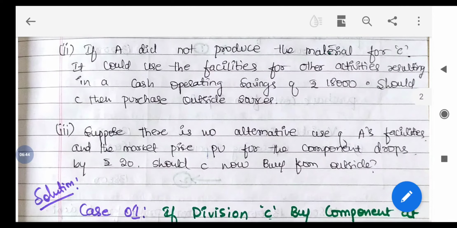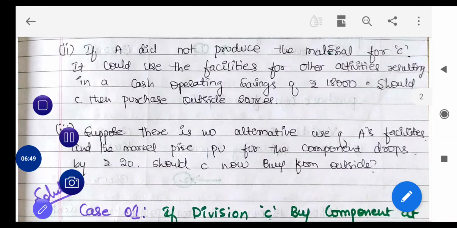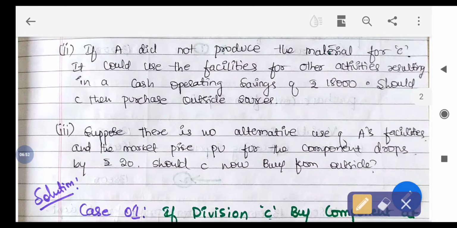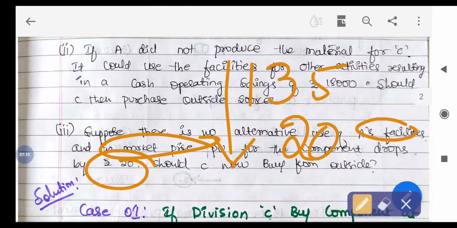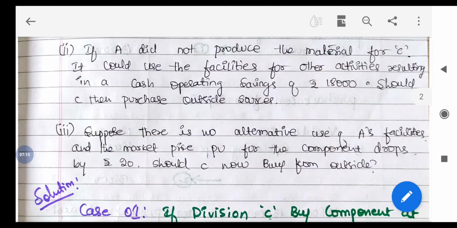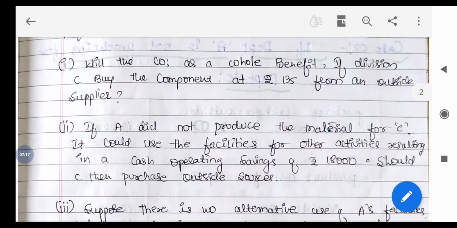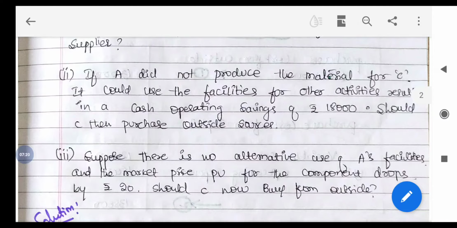So now, should C purchase from the outside market? They are telling that if A has no option, if they are not getting any kind of alternative sources, they will reduce the market price by rupees 20. So what is the market price? The market price is 135. So they are telling that they will reduce the price by 20 rupees, means they will make the price 115. So we have to give the suggestions in all these three cases.